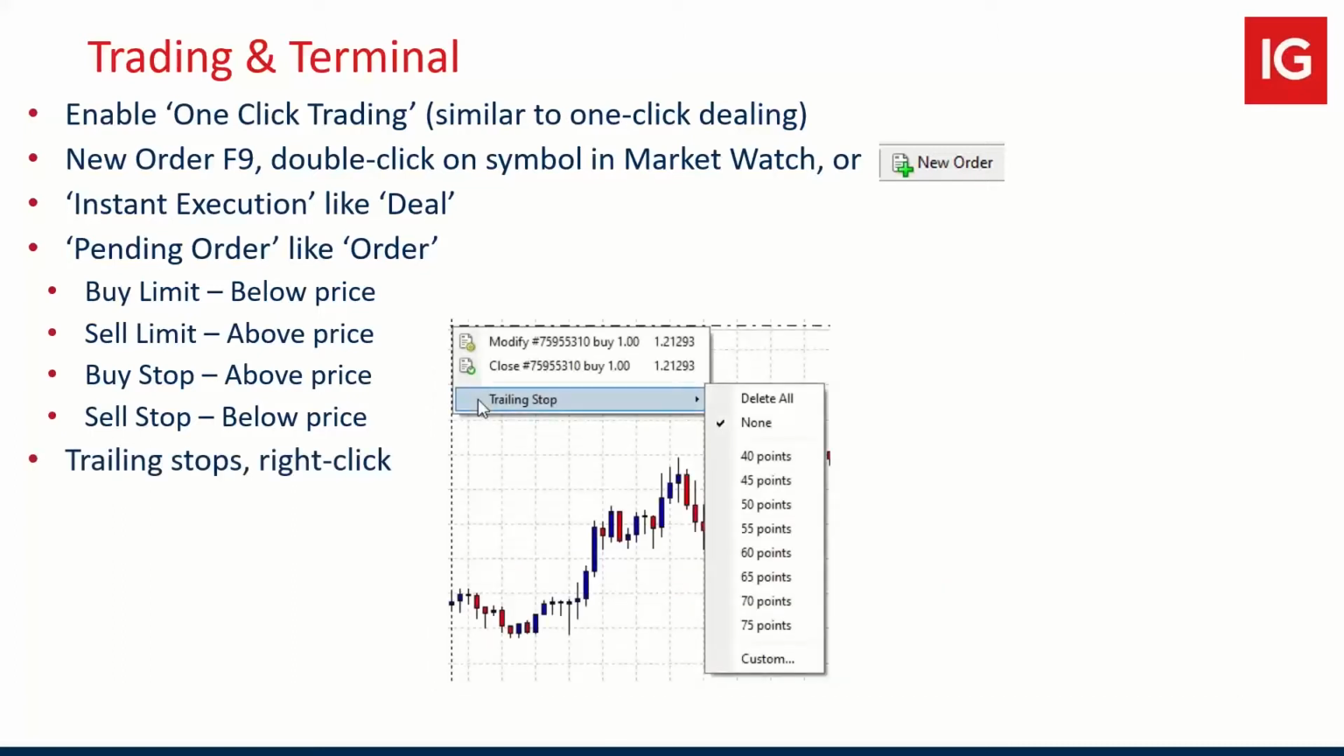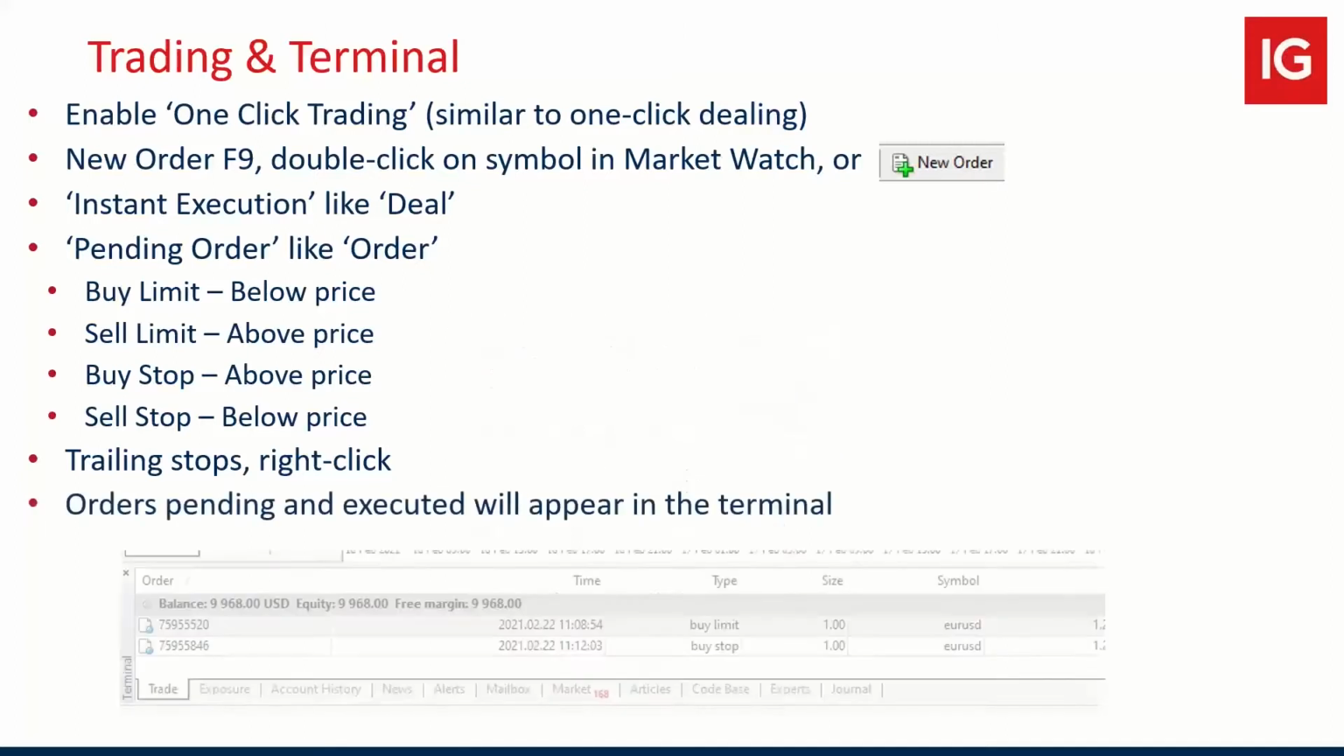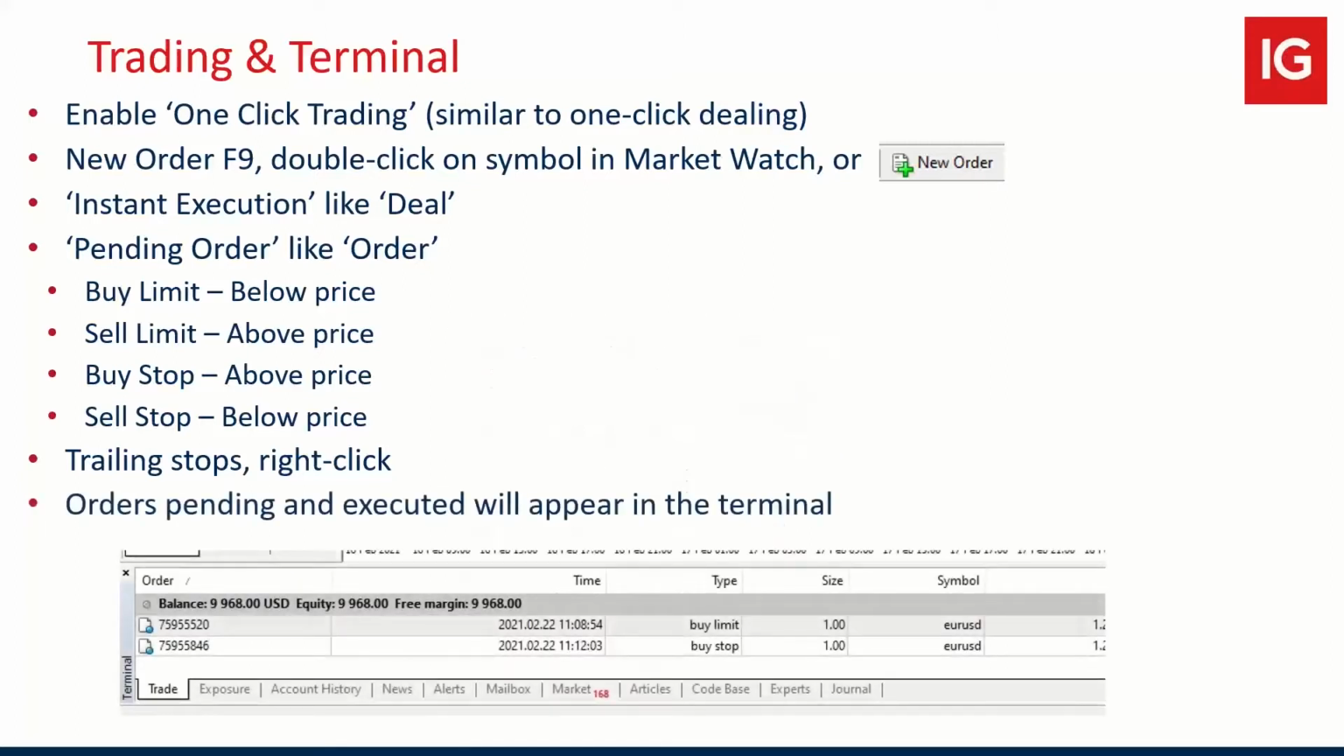And finally, when it comes to trailing stop, you can put that into the order when you're doing it on IG's trading platform. Here, after you've initiated the order, you can then modify. You right-click and you can modify the order, and you can go ahead and choose a trailing stop to put it. So whenever you have an order that's pending or an order that's executed, whether it's already been carried out or whether it's pending, you will find it at the bottom in the terminal.